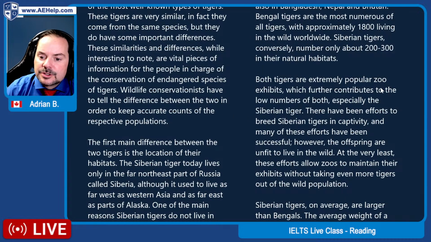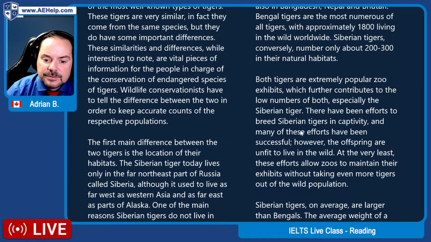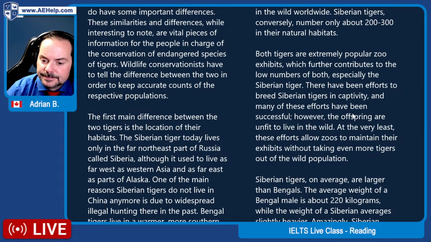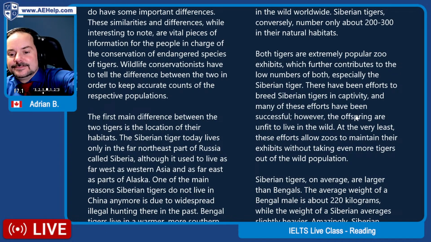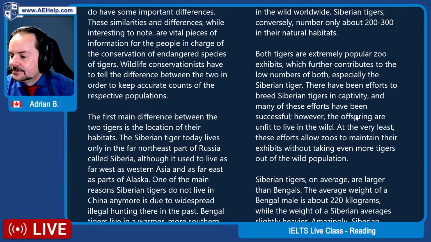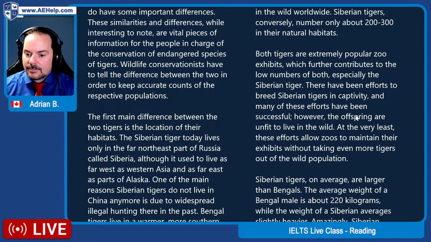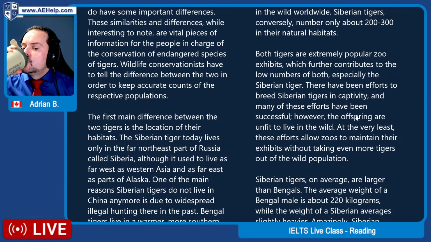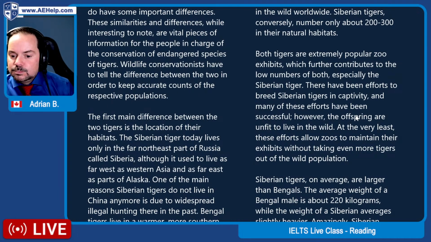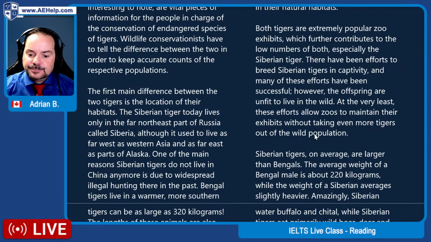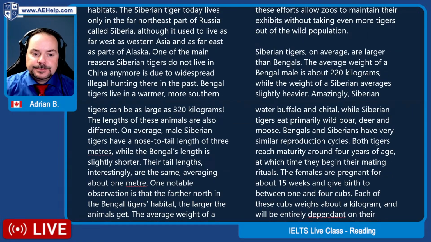Both tigers are extremely popular zoo exhibits, which further contributes to the low numbers of both, especially the Siberian tiger. There have been efforts to breed Siberian tigers in captivity, and many of these efforts have been successful. However, the offspring are unfit to live in the wild. At the very least, these efforts allow zoos to maintain their exhibits without taking even more tigers out of the wild population. Siberian tigers on average are larger than Bengals.